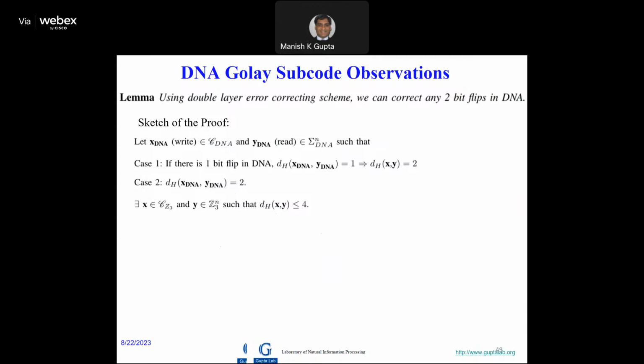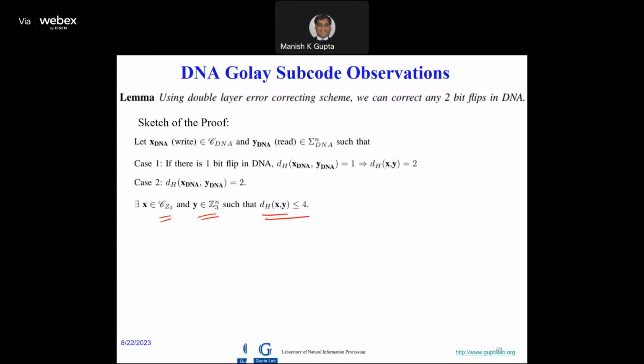going to show you is based on this property of the map actually. And this is something really interesting. So now the distance between X DNA and Y DNA is 2, then there exists a vector X in C, Z3. You basically look at C DNA, which consists of all DNA code words. You map it to the ternary one, you get this set, C Z3, right? And Y is a received vector which will be somewhere in the ternary space, right? And the distance between X and Y cannot exceed 4 because of that lemma, right.